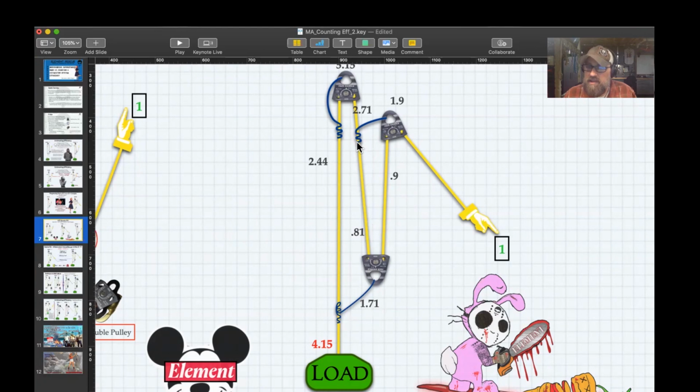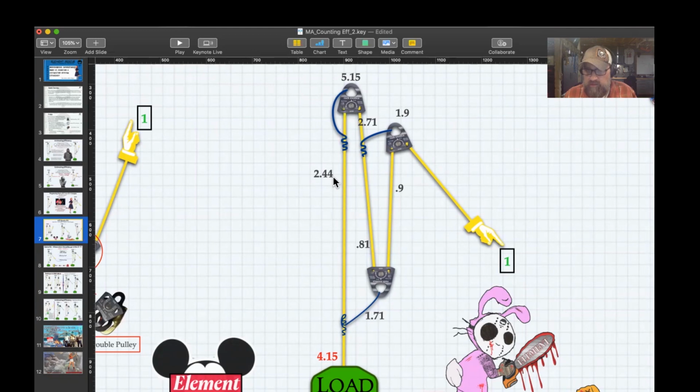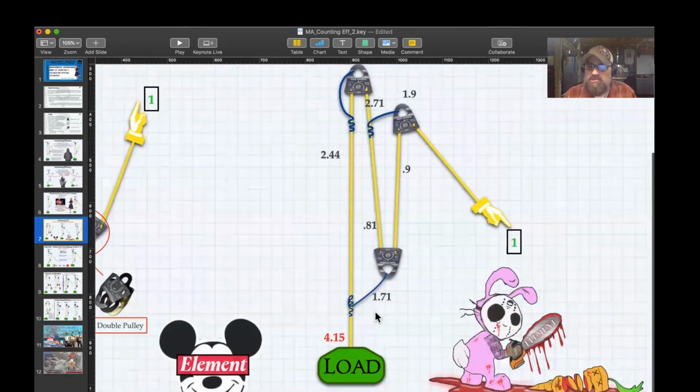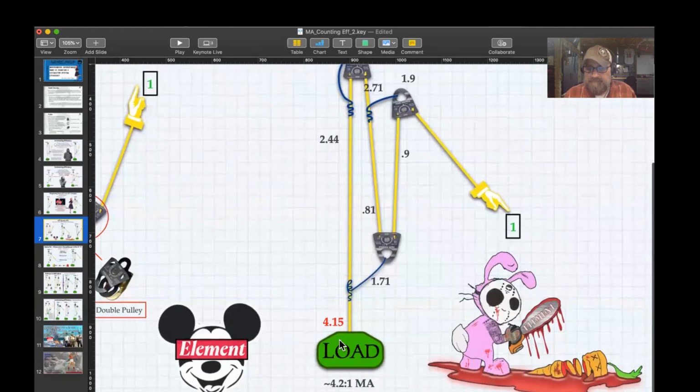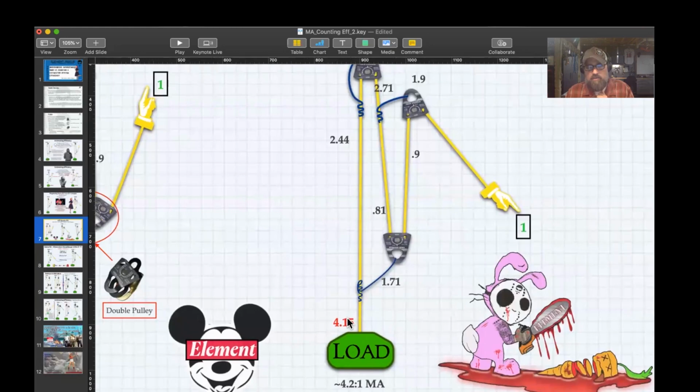0.81 comes up, meets another prusik. That prusik is already holding 1.9 from this end of the pulley. So we add 0.81 to 1.9 and we get 2.71. As 2.71 comes in, 2.44 comes out, efficient pulleys, right? So that 2.44 travels down towards our load. It meets another prusik, which is holding 1.71. So it's 2.44 plus 1.71, which is going to give us a 4.15. Estimated, it's like 1.58 or whatever. So we rounded that up to a 4.2.